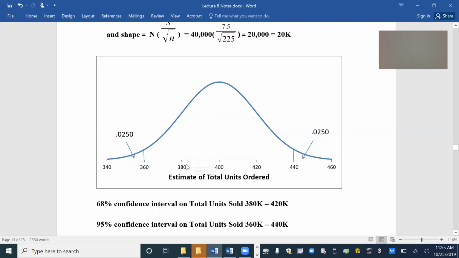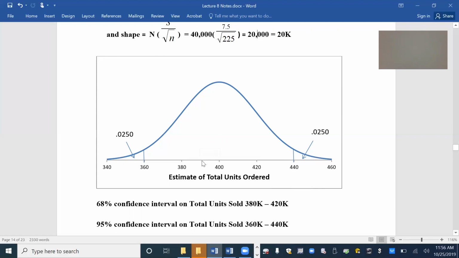I'm 68% sure that we will sell somewhere between 380,000 and 420,000 units of fly ice when we do our mass mailing. I'm 95% sure that we will sell somewhere between 360,000 and 440,000 units of fly ice when we do our mass mailing. And I guarantee we'll sell somewhere between 340 and 460.